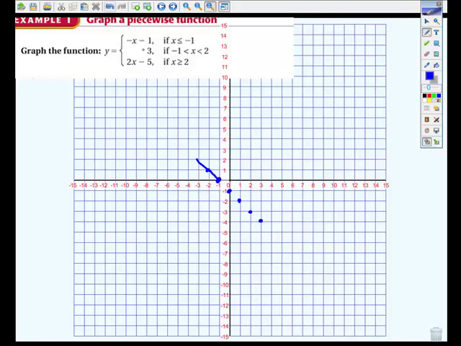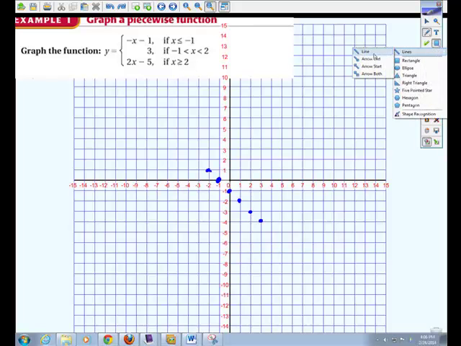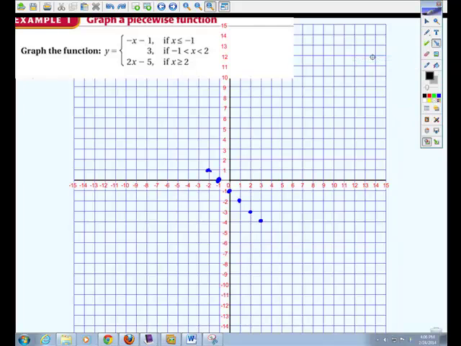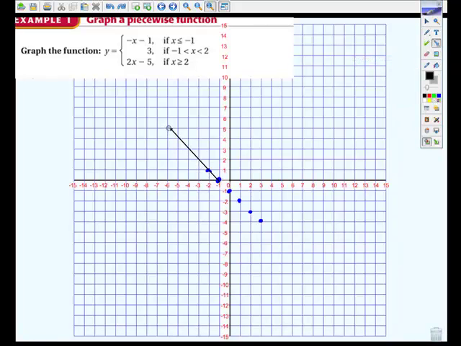Whoops. Not super nice. Let me go ahead and grab my tool so it looks a little bit better. And it's going to look like this. And now, like I said before, you're going to want your eraser. So I'm going to erase these points because I'm only interested in this portion when x is less than or equal to negative 1, which is occurring right here.